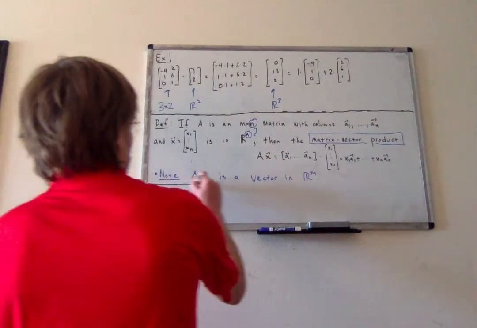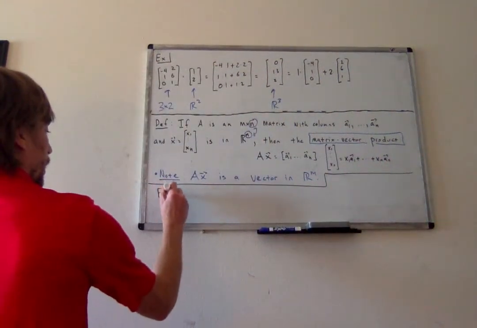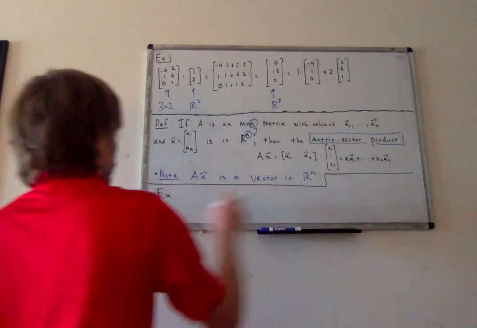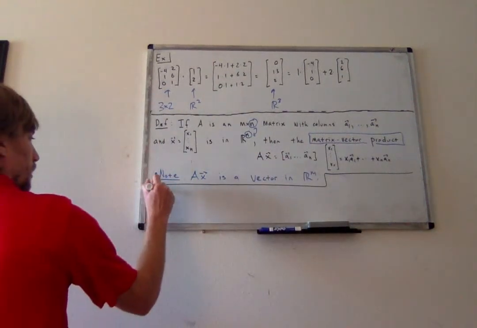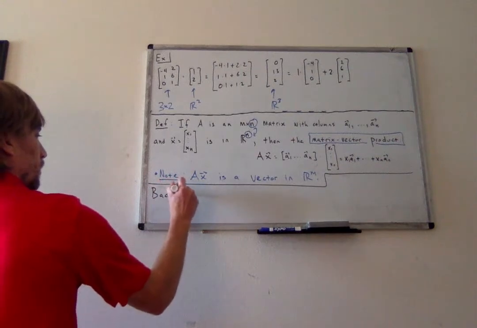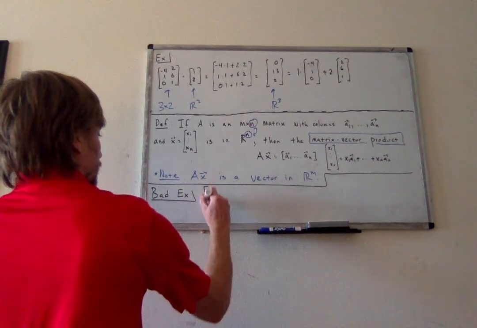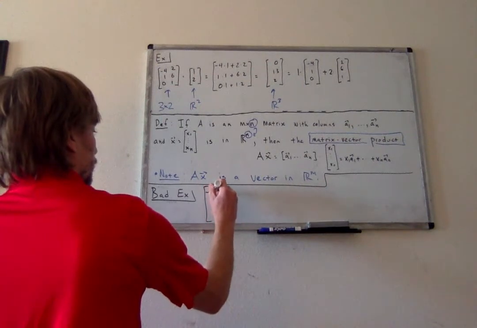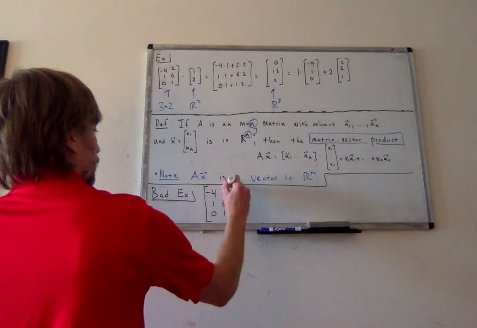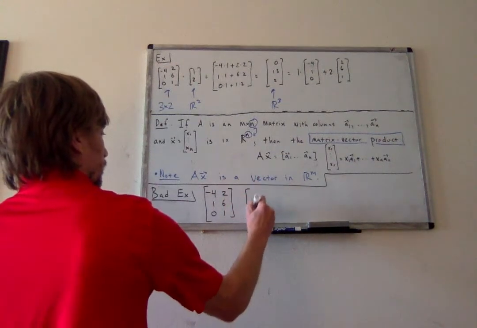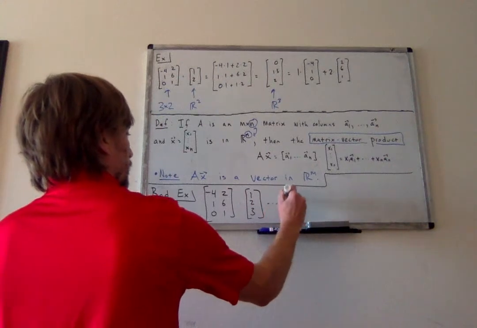So for example, if you were asked to calculate the product, well, actually we'll just call this a bad example because this is an incorrect product. Let's say I asked to calculate the following product, 4, 1, 0, 2, 6, 1 times 1, 2, 3. Well, this is impossible.